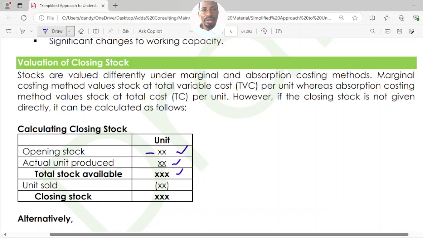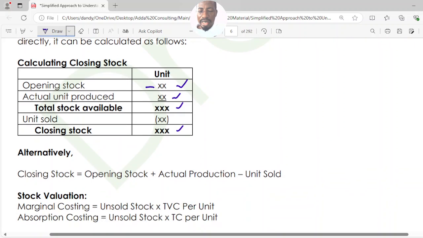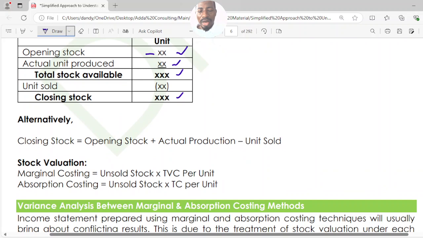From this total stock available, we are going to make sales. So you need to deduct the units sold: whatever units were sold during the period, I deduct from the stock available. That will give me the closing stock. Once I have this closing stock, I need to value it. How do I value it? Remember, to get the total value of the closing stock, you are supposed to multiply the closing stock.